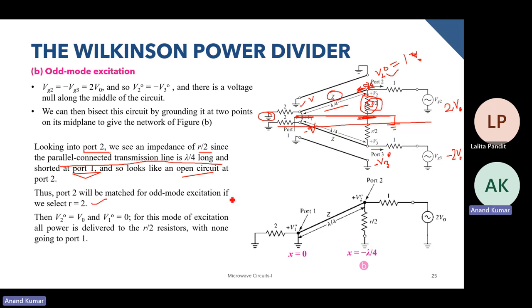Okay, so this is very straightforward. This arm automatically becomes open circuit, and we have to match this, and hence for that we are making R equal to 2. So if R is equal to 2, this also becomes 1, and the voltage over here will become V0. So that's it. We have found out the value of Z and R, which we intended to do.